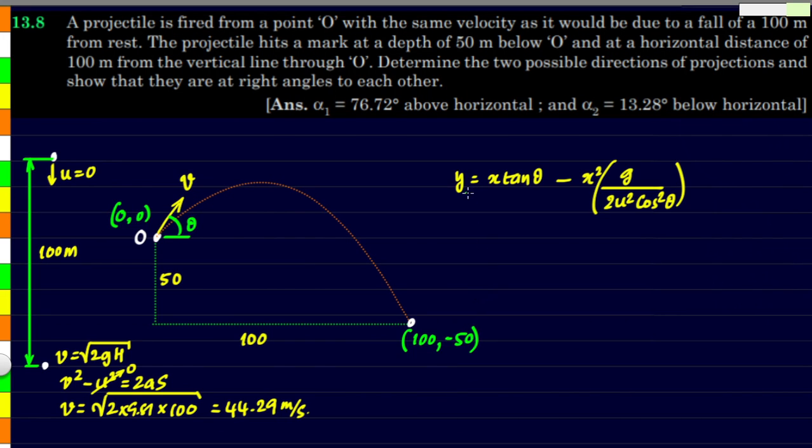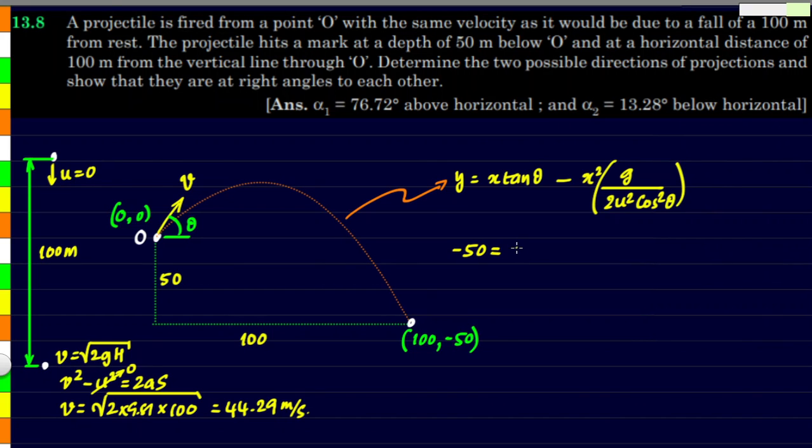Now if you remember the equation of our parabolic path, this is what it is. So we have the relation between y and x given by this particular equation, and we know a few coordinates on this. So 0, 0 is of course one of the coordinates, the second coordinate being 100, minus 50. So let us substitute these coordinates into our equation, and that's how we'll proceed.